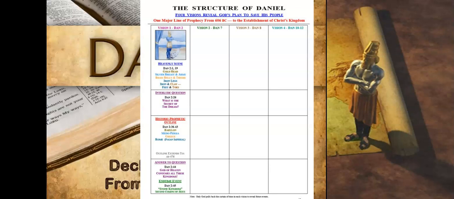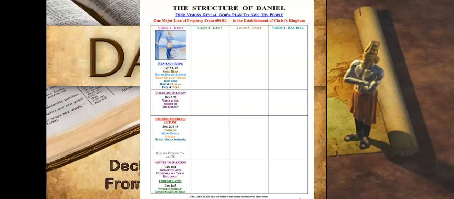Now, the difference was that Daniel has that interlude question that follows the heavenly scene. And you've all noticed that already. After he gets the prophetic outline, where he is given the interpretation of what the symbolic heavenly scene was, then he always had a question. That's where he got the answer to his question, and then it was the end time event. Well, John doesn't do that. He doesn't have a question and then an answer to the question. He just does the 4 components.